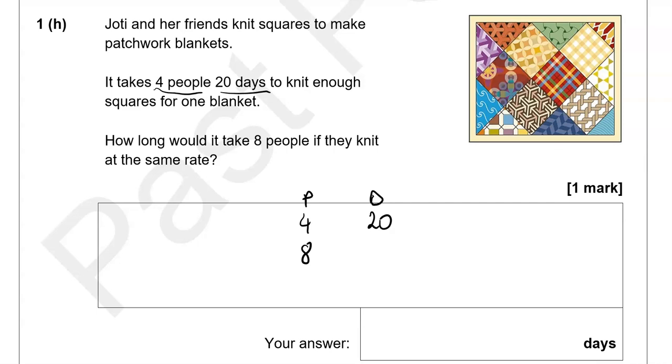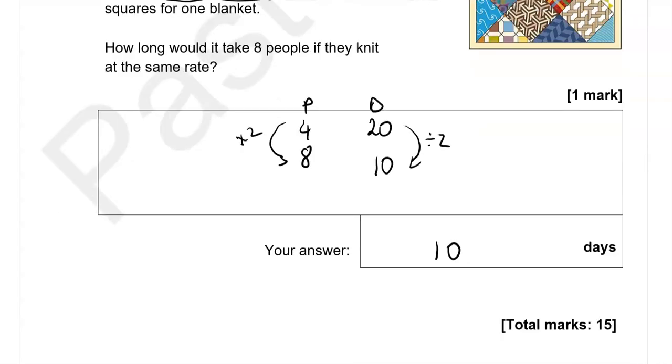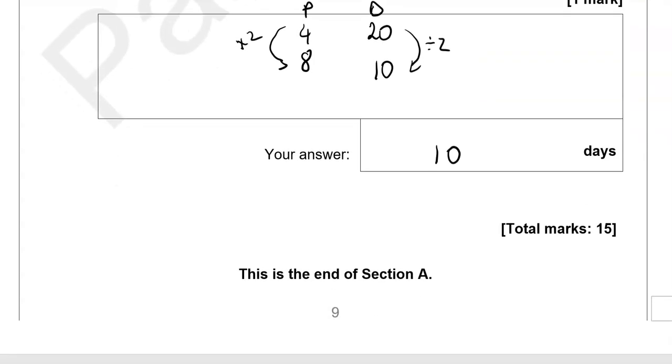So this is inverse proportion, because if more people are involved, it's going to take them a lot less time. So to get from 4 to 8, we've actually doubled the number of people, which means we're going to halve the number of days. So that's going to give us 10 days. And this is the end of this part.